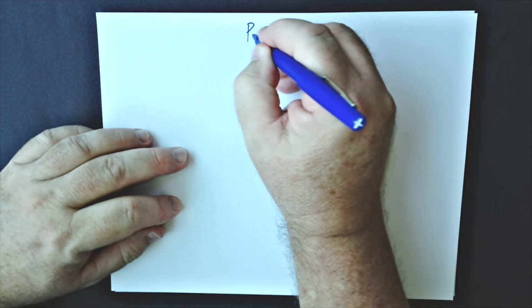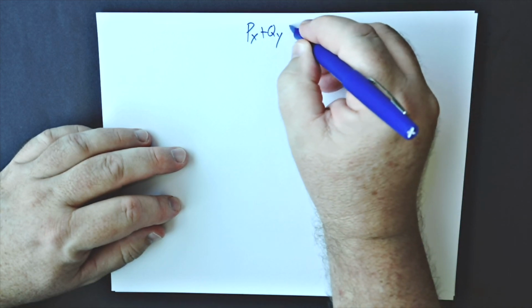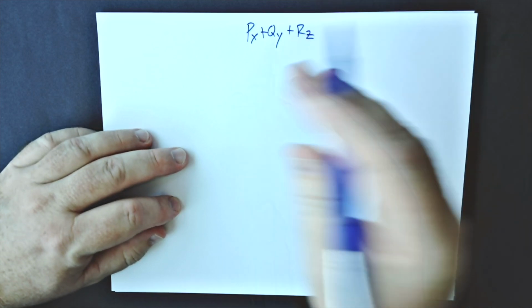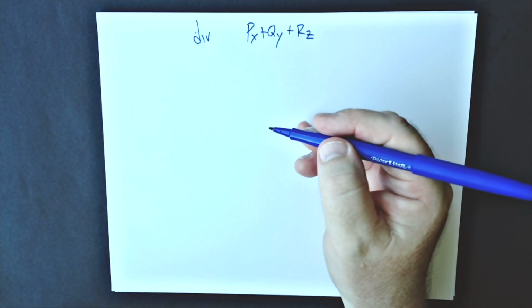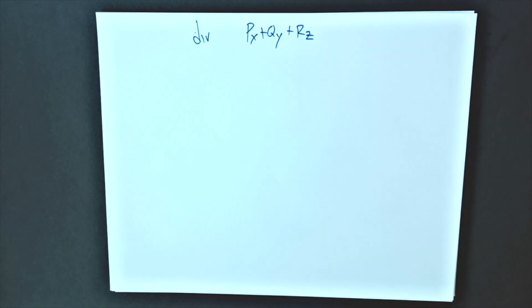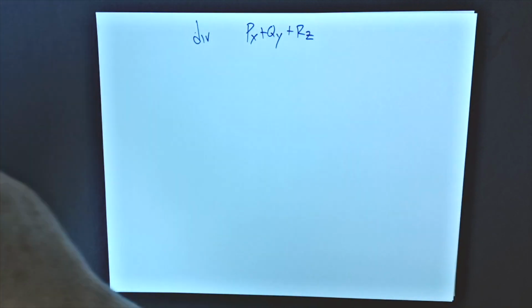All right, let's look at some divergence problems. So remember with divergence, it's P sub x plus Q sub y plus R sub z. That's the general formula for a divergence, right? So let's look at some examples. I'll do two that have no points in them and two that have points. So we'll go over 4 problems right now.